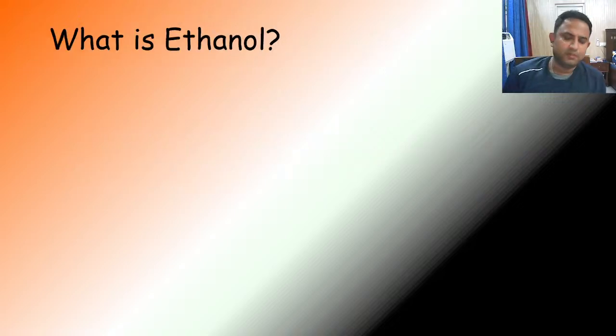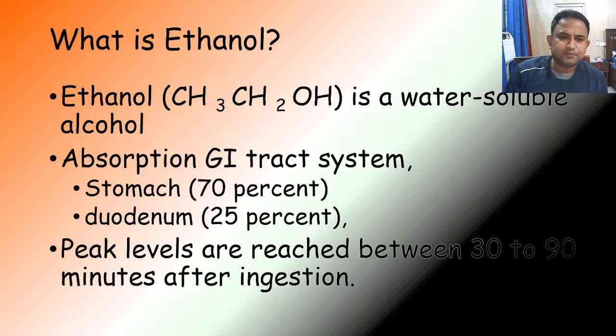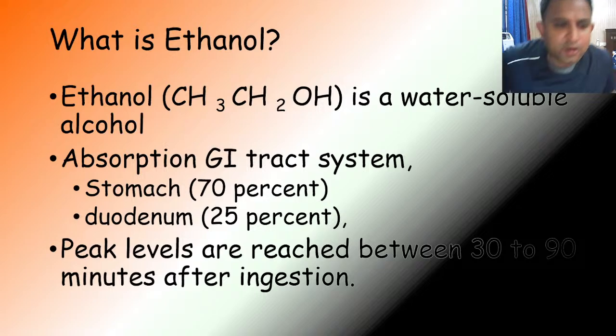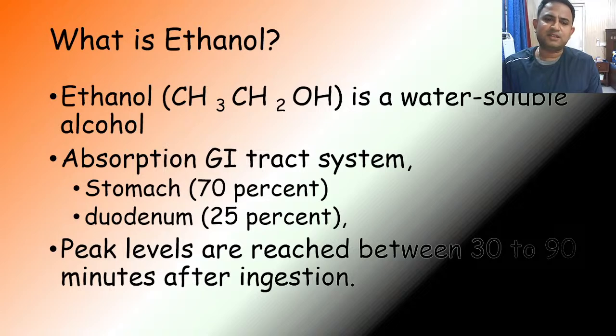So what is ethanol? Ethanol is a water soluble alcohol. And how is ethanol absorbed in the body? Ethanol is absorbed mainly from the stomach. 70% of the ethanol is absorbed from the stomach, 25% from the duodenum, and whatever is left will be absorbed in the distal part of the intestine. The peak level of alcohol is reached within 30 to 90 minutes just after ingestion. So whatever you do, once the alcohol has been ingested, it has to get absorbed in the system because the absorption rate is very fast, being water soluble, and the peak levels are reached within 30 to 90 minutes.